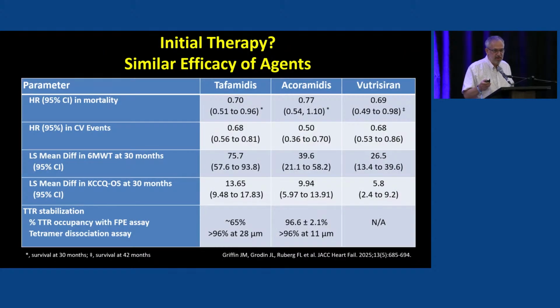And these are the point estimates and the 95% confidence intervals with regards to the various agents regarding their primary endpoints, mortality, CV events, and then the key secondaries. And my read on all of this is that they're all very effective with wide confidence intervals and overlapping. So you really can't, at this point, I think, conclude that one agent is markedly superior to another.